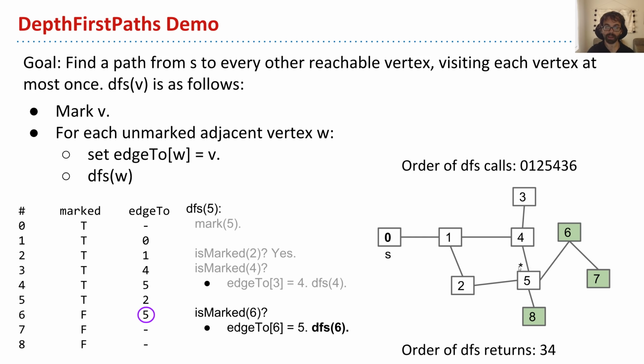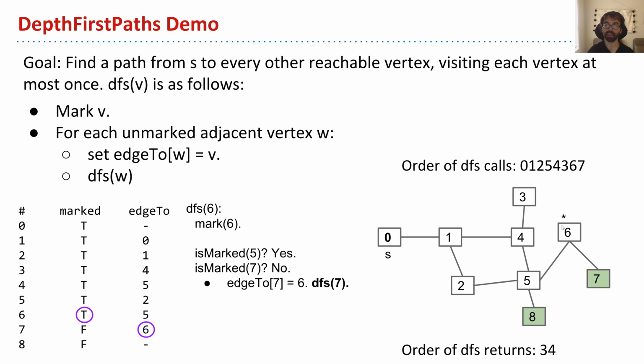Okay, so how about 5? Well, we've already checked 2 and 4, so now we need to check, is 6 marked? Well, it is not marked, so we'll set its edge to value, called DFS. At this point, we say, is 5 marked? Yes. Is 7 marked? No. So we will set its edge to value, and then we will call DFS on it. Okay. So now that we have completed this process at 7, we return from 7 and come back up to 6. 6 is now done, so we return.